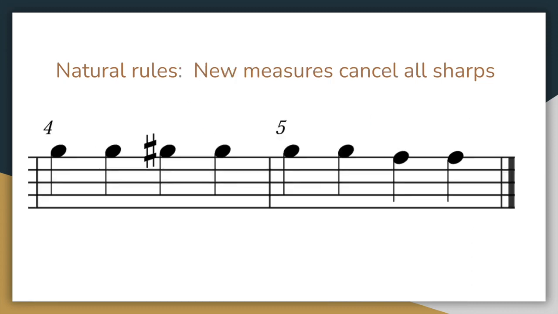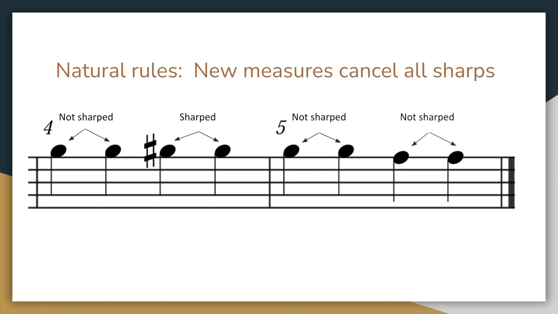New measures can also cancel sharps. So like we've seen before, the sharp has not yet appeared in measure 4, so those first two notes are not sharp, so they'll still be the 3rd fret. Now we have some that are sharped. We'll move up to the 4th fret. Now we move into measure 5. It's the same note from measure 4 to 5, and as soon as we cross into measure 5, that sharp is turned off. It no longer carries over.